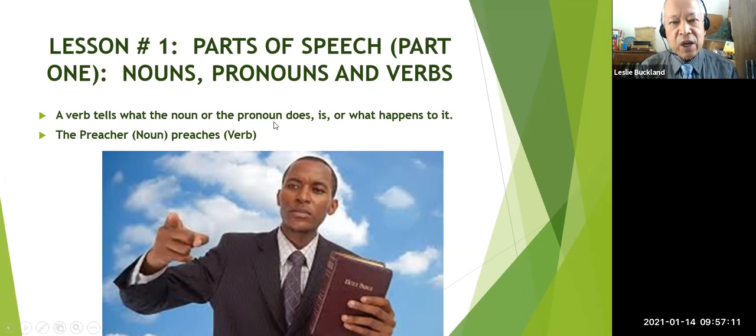So a verb tells what the noun or the pronoun is. Well, who is this person? Well, you know who he is, not just by the noun, but by what he does. He preaches. A verb also tells you what happens to the noun or pronoun. What action is done to the noun or pronoun. So a verb tells what the noun or the pronoun does, is, or what happens to it.